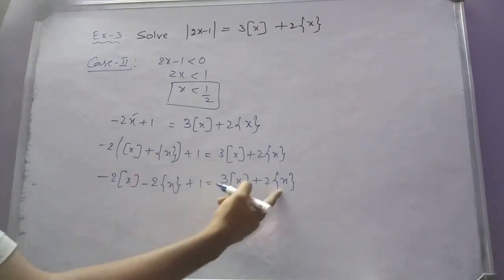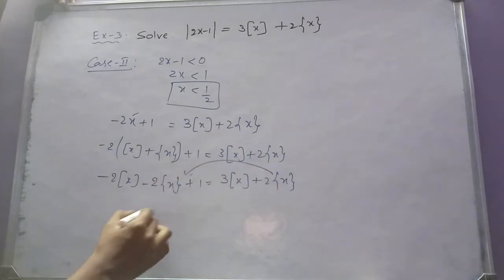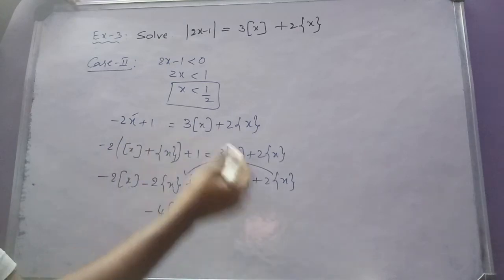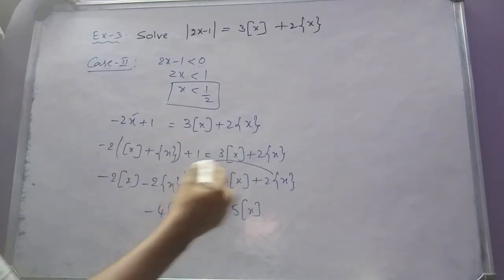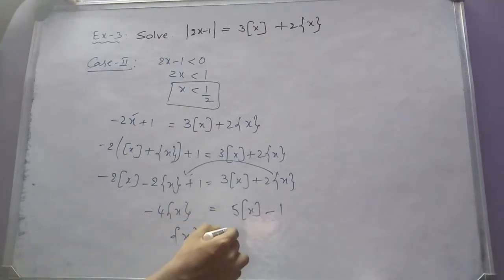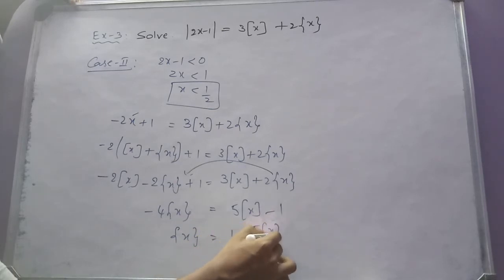So what do you get? If you take this left side, you'll get minus 4 times fractional part of x is equal to, if you take this right side, 5 times step x minus 1. From this, can I say that fractional part of x is equal to, if I divide with minus 4 on both sides, I'll get 1 minus 5 into step x by 4.